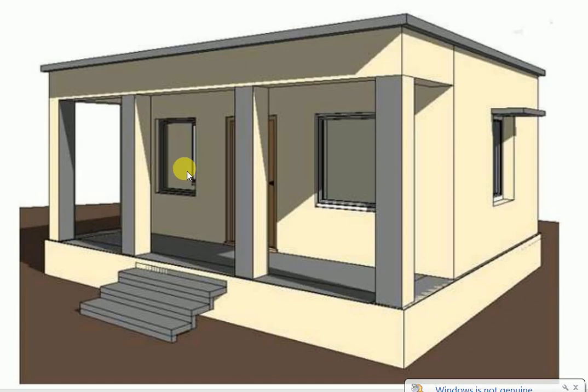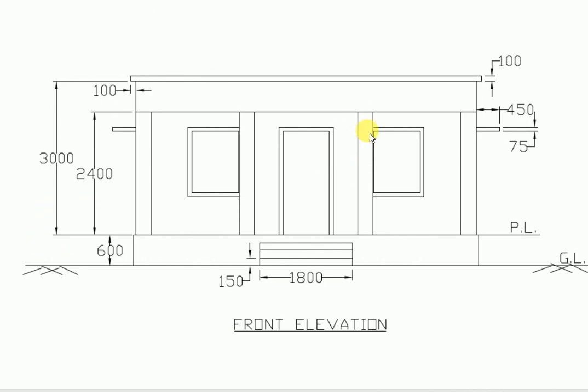Then the next term is elevation. Elevation is one side outward view of a building, which is drawn by projecting that side of the building on a vertical plane VP. When the building is seen by standing in front of it, then what is seen and projected on the vertical plane is called front elevation. This is the front elevation of a building.